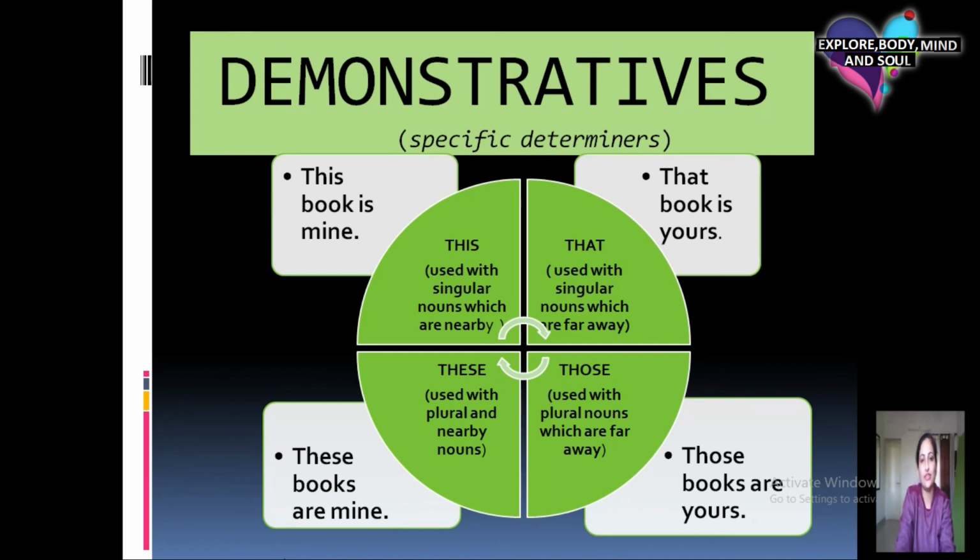Next and last category is demonstratives. They are specific determiners. For example, if I say this book is mine, here this is pointing towards the noun book. That is why it is a specific determiner. There are four demonstratives: this, that, these, those. We have to remember that this and that are always used for singular nouns, whereas these and those are used for plural nouns. This and these specify the nouns which are close to us, whereas that and those specify the nouns which are far away from us.